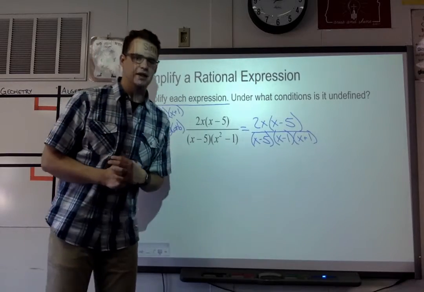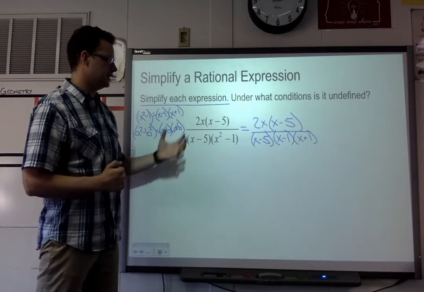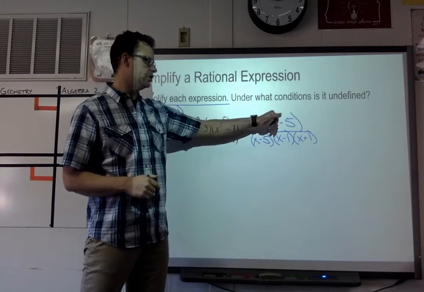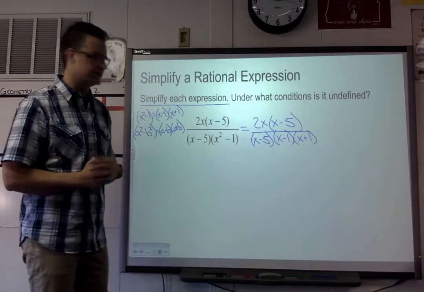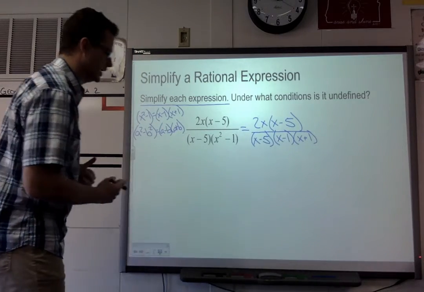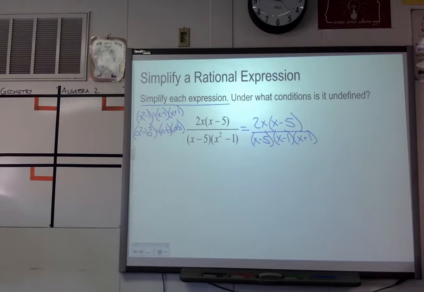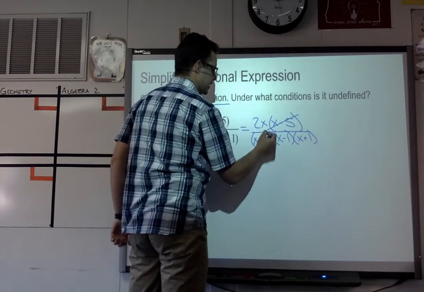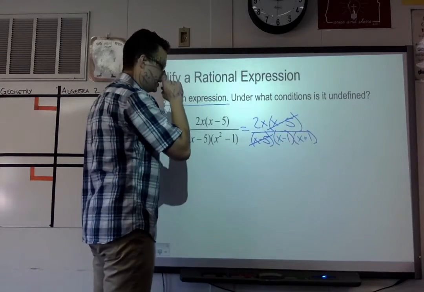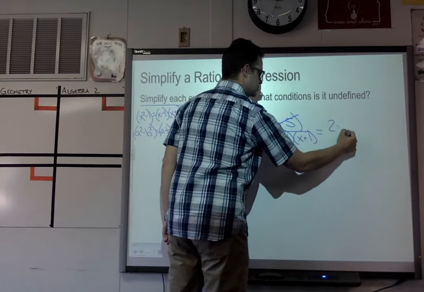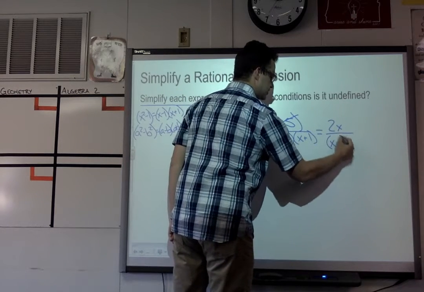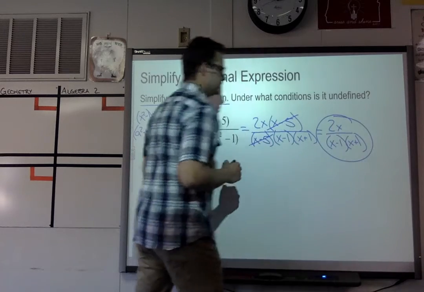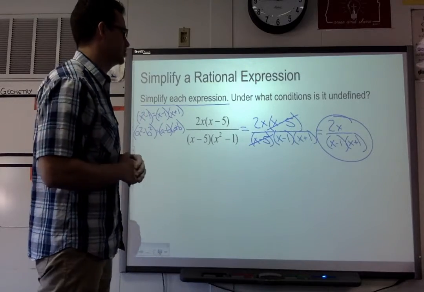So now to simplify this, we want to see, is there anything that we can get rid of in this rational expression? In other words, is there anything in the numerator and the denominator that matches that would, when we divide, cancel each other out? So in this one, if you notice, the numerator and the denominator both have an x minus 5, so those cancel each other out, and we are left with 2x over x minus 1 times x plus 1. That would be your simplified form of this rational expression.